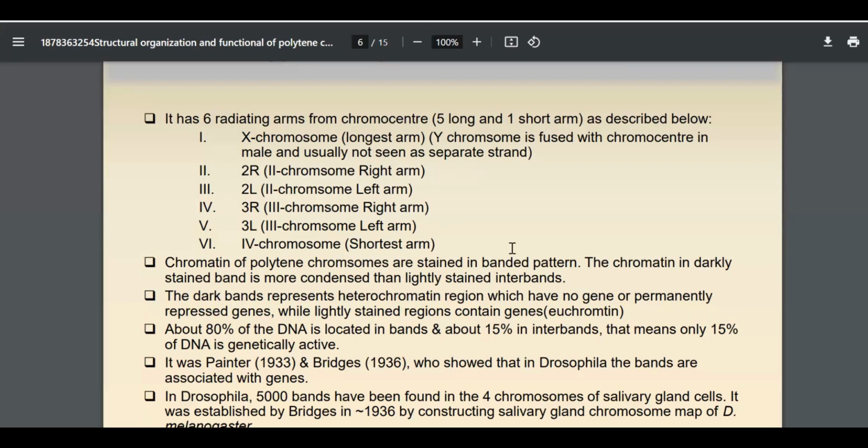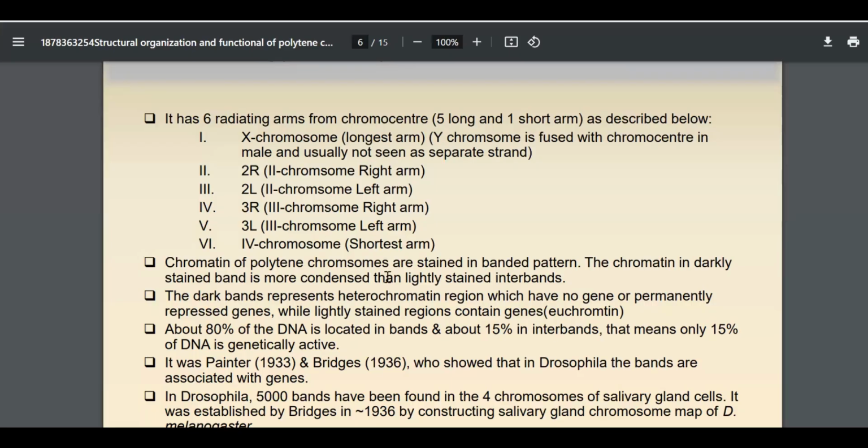So all these parts were seen in the diagram above. All right. So chromatin of polytene chromosomes stays in a banded pattern. Yesterday we talked about what these bands are, how they are categorized as gray band, dark band, and interband. So the dark band represents heterochromatin, whereas the light bands represent euchromatin. About 80% of the DNA is located in bands and about 15% in interbands. That means only 15% of DNA is genetically active in polytene chromosomes.